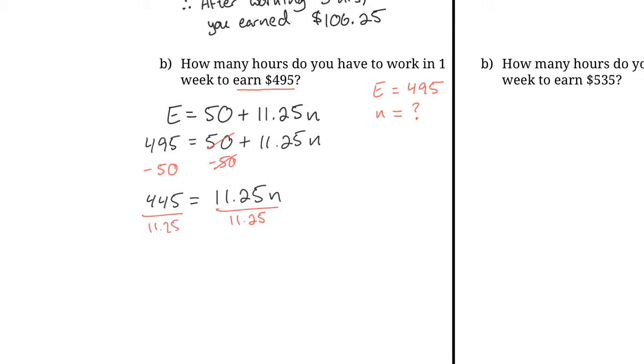So 445 divided by 11.25 is approximately 39.56. And these just cancel each other out. So on the right side, we're just left with n. So this just means that if you earn $495 in a week, you worked approximately 39.56 hours.